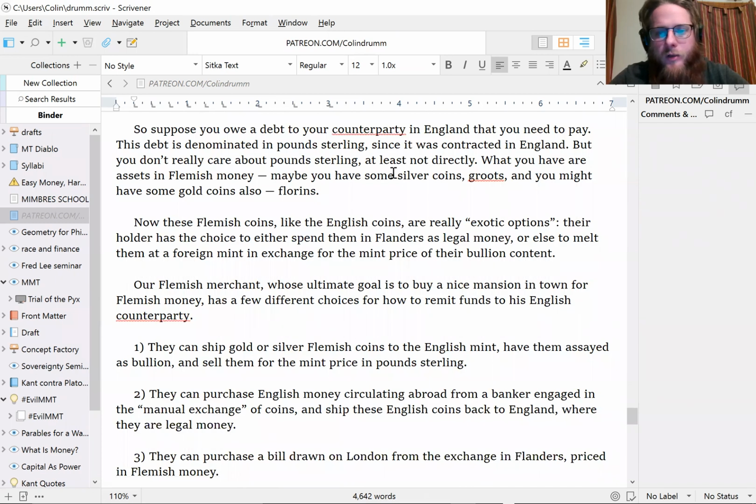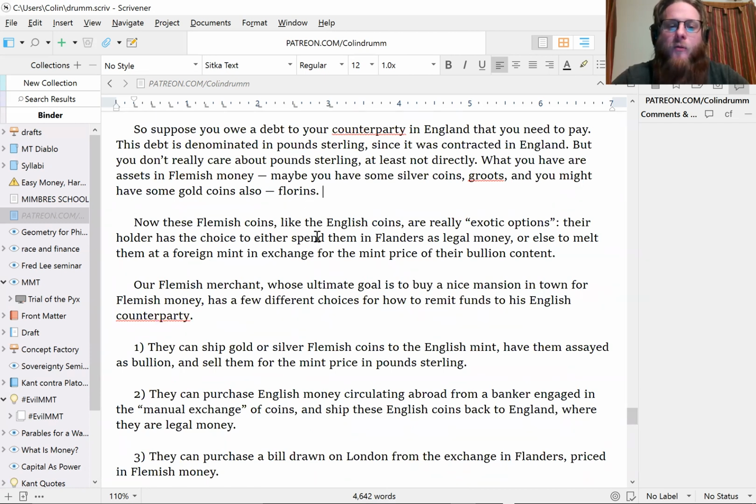And I've got some Flemish money. I have some silver coins, groats. I've got some gold coins. We'll call them florins. There might be écus. There are different gold coins, it doesn't really matter. So these Flemish coins, like English coins, are really exotic options, as we would now say. They have an option to either be spent at nominal value in their legal jurisdiction, or to be melted down and sold to a foreign mint window.